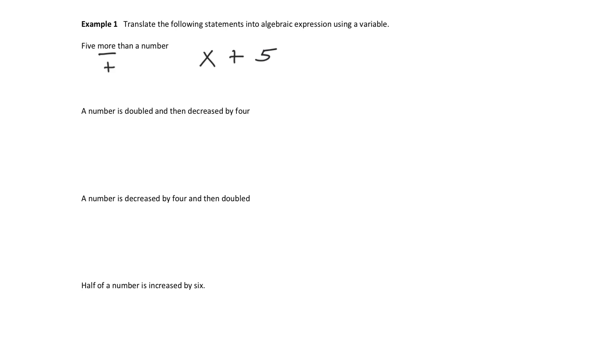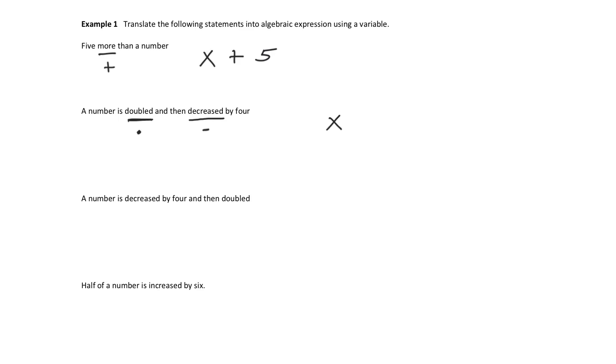Now for the next couple, it looks like there's more than just one thing happening. Okay, this is a number is doubled and then decreased by 4. So there's 2 things happening. I'm seeing, all right, we got doubled. I know that's multiplication. But then decreased, I know that's going to mean subtraction. But I'm still going to use a variable, x.